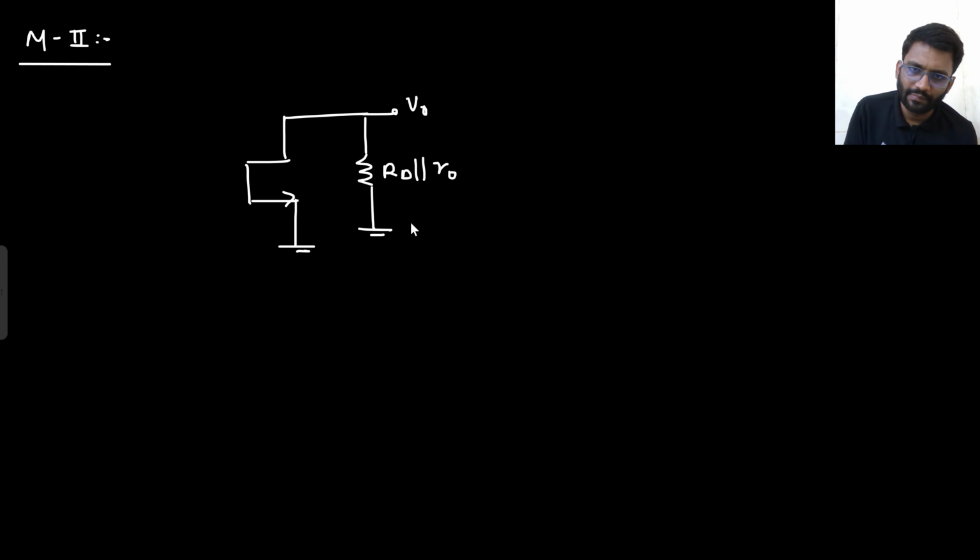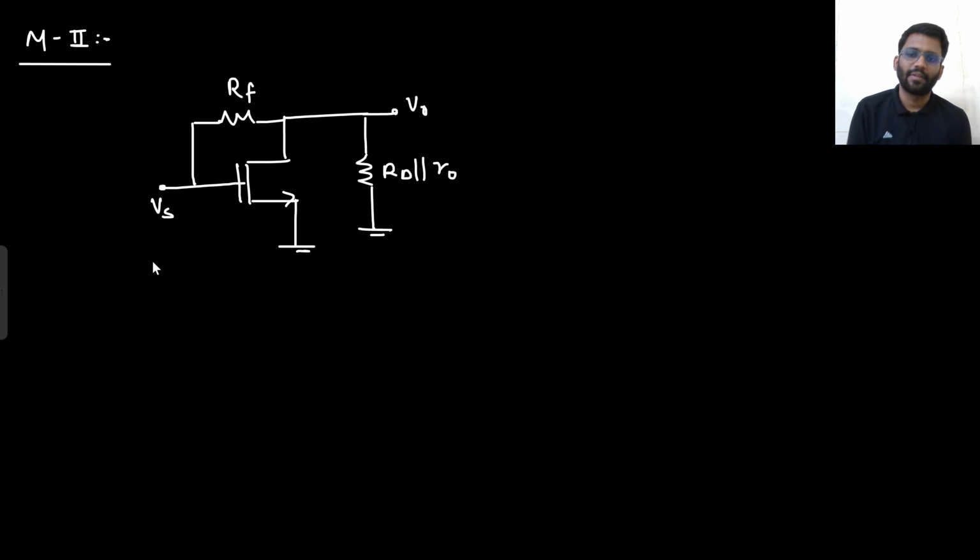So the MOS circuit is given. This is grounded. From V0, what you can see is RD parallel R0. Here there was Vs, and between this was the RF, right? So this Vs is applied to MOS as well and also to RF as well. So I can write it down in this manner.